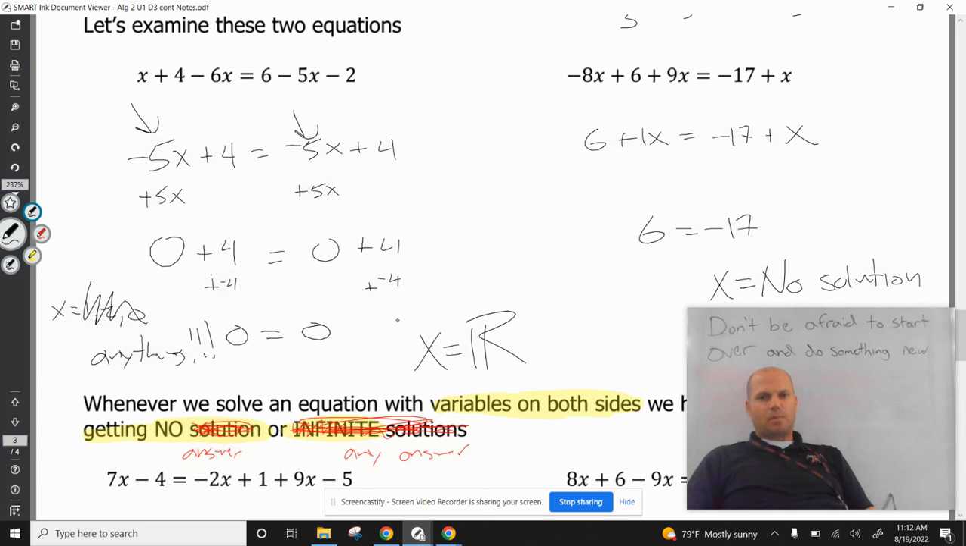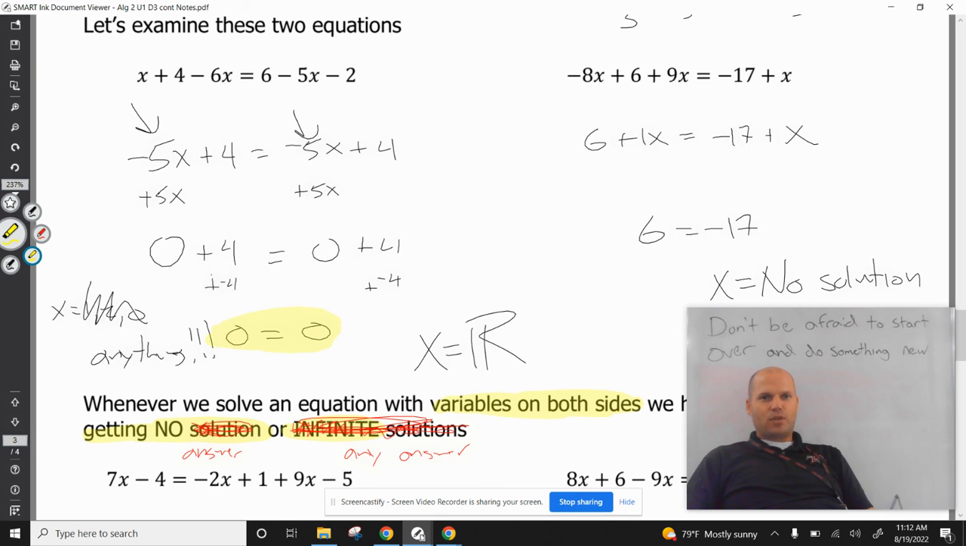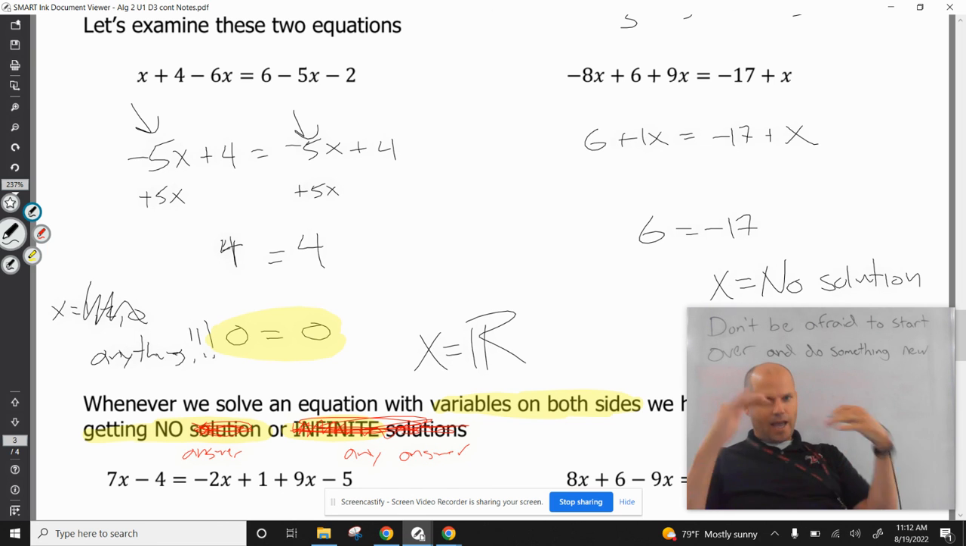And how do we know if it's going to be anything or nothing? Well, you either can end up with a true statement after your variables are gone, 0 equals 0 or 4 equals 4. Like 4 equals 4. True. Yes, 4 will always equal 4. The variables won't affect things. True, no x's, anything. Or you end up with a false statement. Does 6 equal negative 17? No. That means there's no solution.